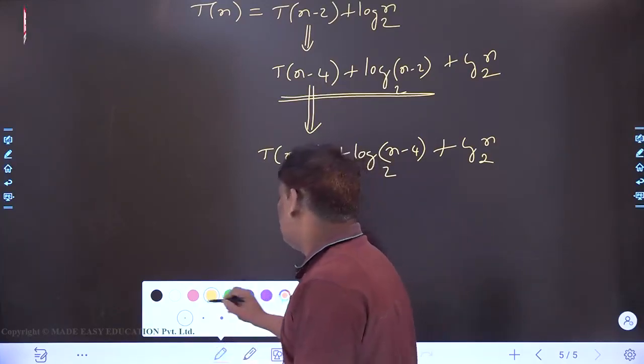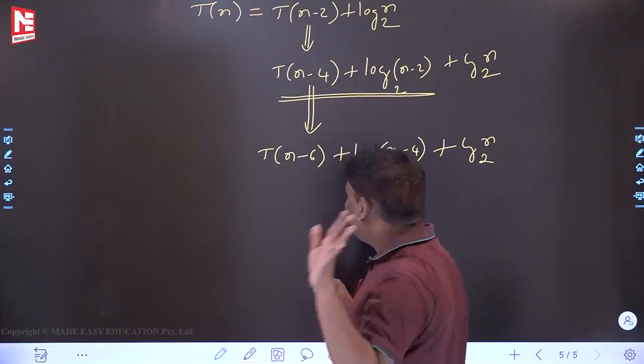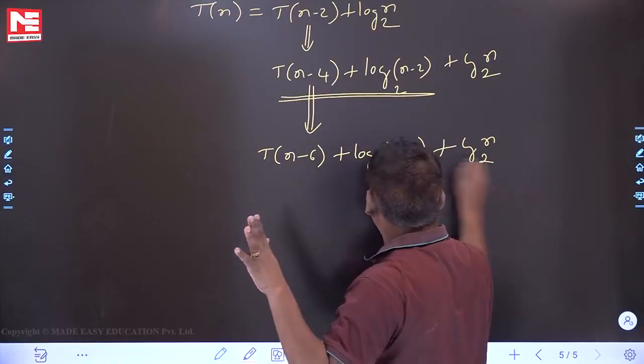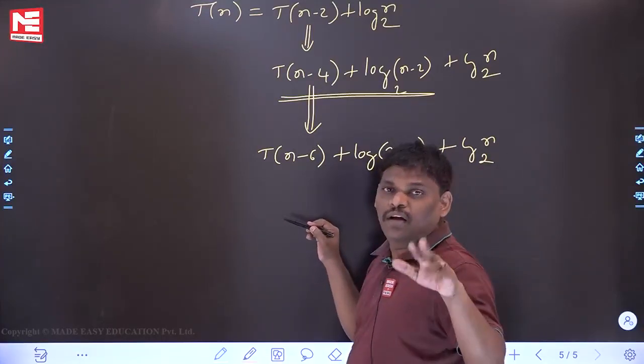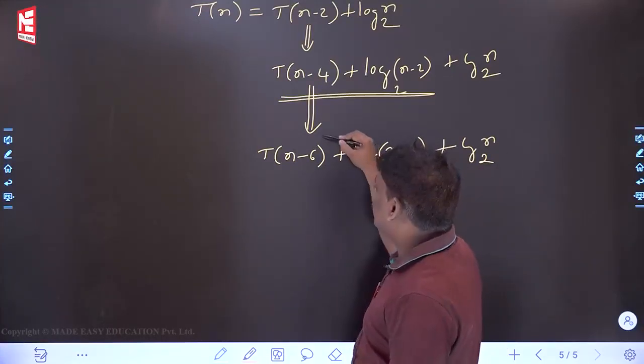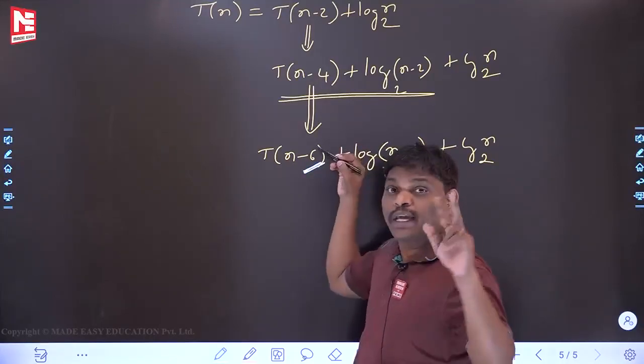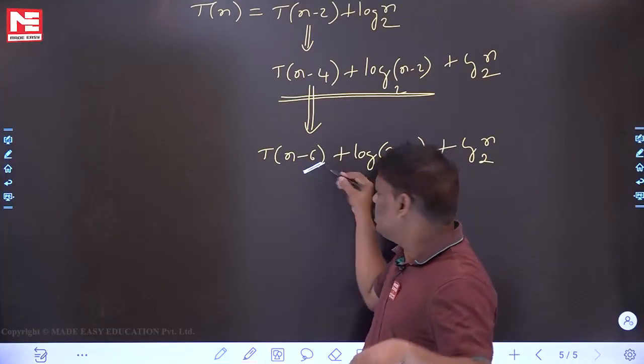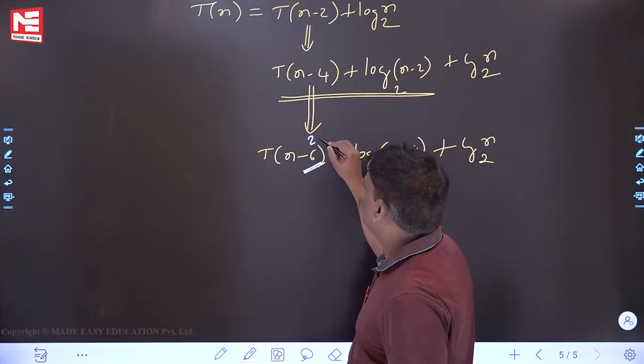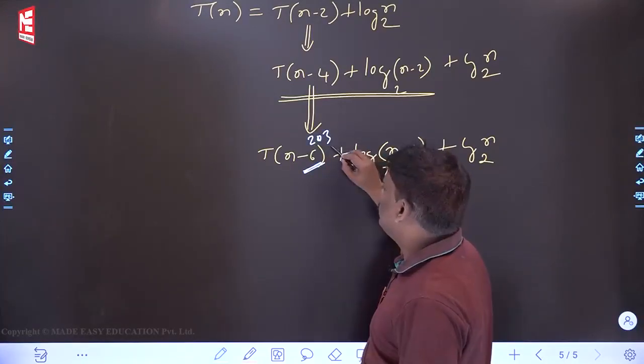So I am verifying. How to verify? 3 times I have done. In the third step, everything should be in terms of 3. How is it? Let me check. 3 times you have done, it is a 6. Actually, I expected it in terms of 3. It is a 6. How? 2 into 3, 6. 3 times you have done.